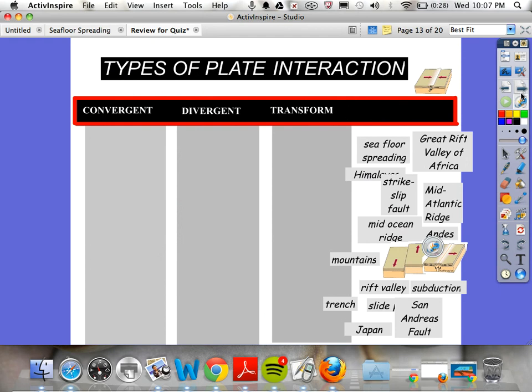Now, we have a whole bunch of words that we need to try to match in these different columns. So I want you to try to match them where they belong. It's a little hard to see all of the words, so as we move them, we might be able to see and answer everything.